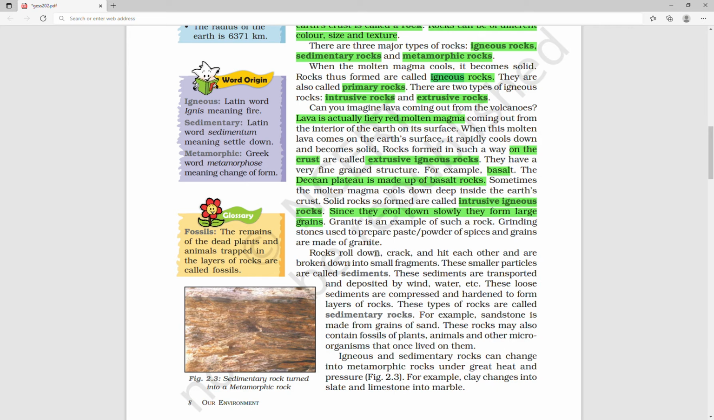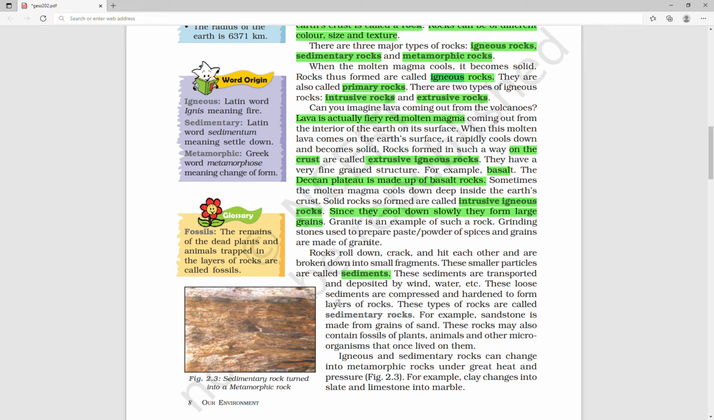Rocks roll down, crack and hit each other and are broken down into small fragments. These small particles are called sediments. Means they are big rocks, right? And they roll down, crack, hit each other, break down, and form small pieces or fragments. The small particles are called sediments. These sediments are transported and deposited by wind and water, etc.